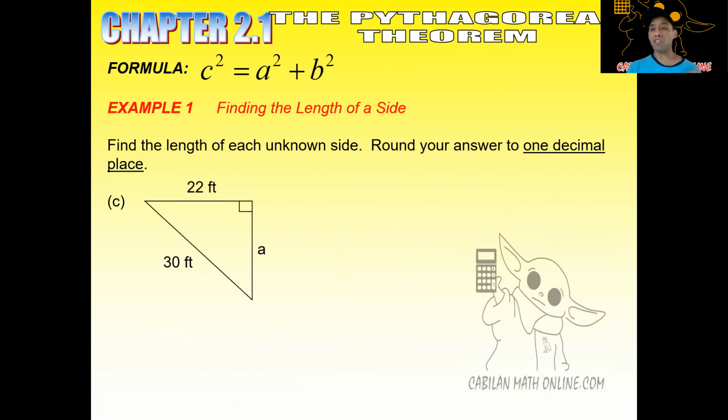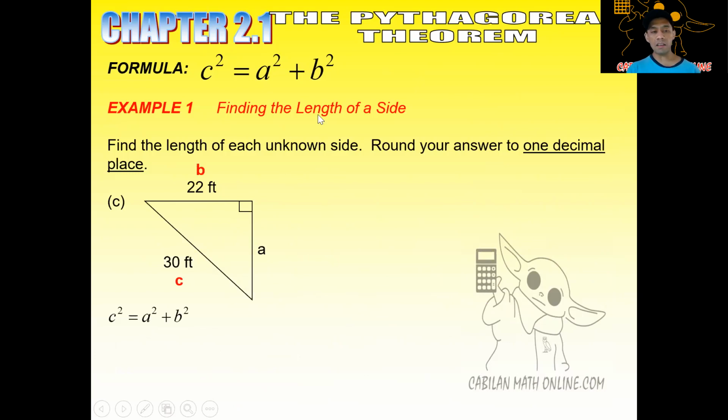Notice we're solving for side A here. So what we have to do is to label the hypotenuse first. Our hypotenuse here, here's the top right-hand corner. Look across from it. This here will be a C. So we have our A already, so the 22 feet will be our B. So next step, just put the numbers in.